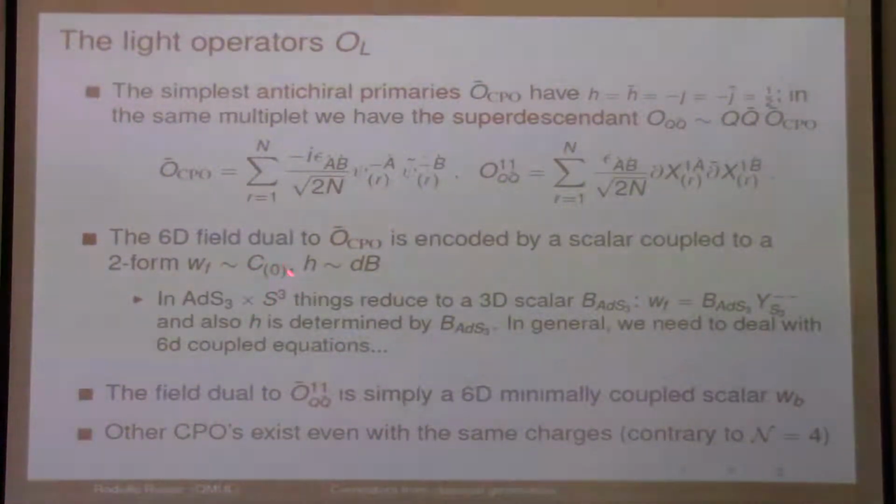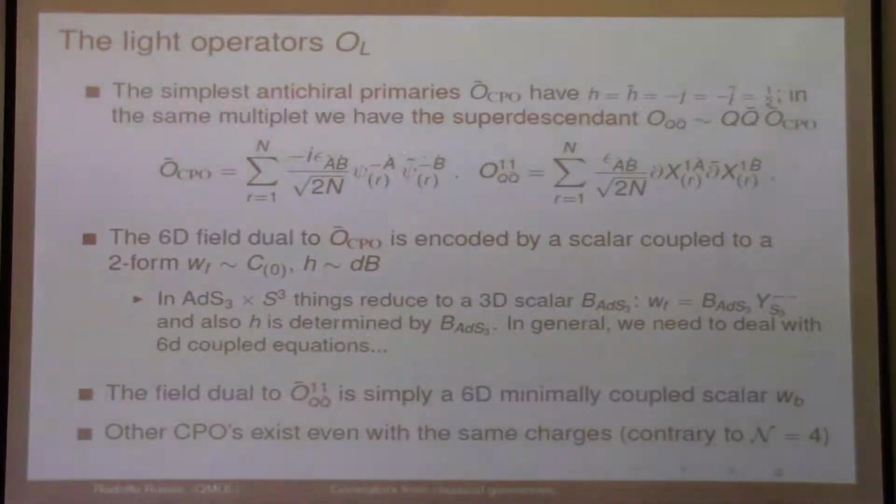And one example you can see is the dual of this particular operator. The dual of this particular operator is, on the supergravity side, a fluctuation which is part in the axion field and part in the two-form field. So it's a coupled equation of a scalar and a two form, if you want. Now in AdS3 cross S3, you can write a specific ansatz for the three form and the scalar, which both depend on a single scalar living only in AdS3. And this is what you would find in the paper by Sundell and collaborators.